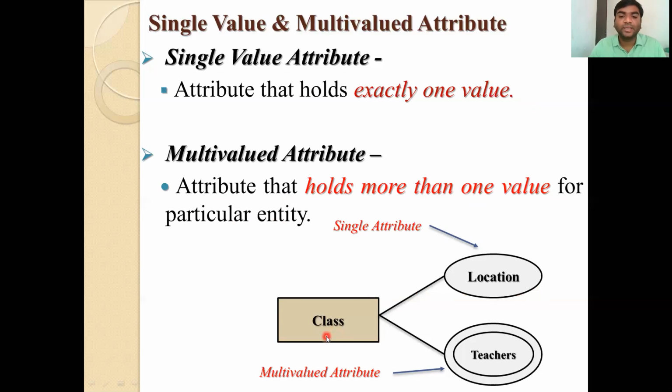Suppose we consider student as one entity. Then mobile number and email ID are multi-value attributes, because almost all students have more than one email ID and more than one mobile number. So mobile number and email ID are considered multi-value attributes.